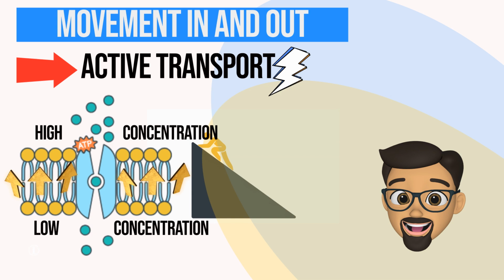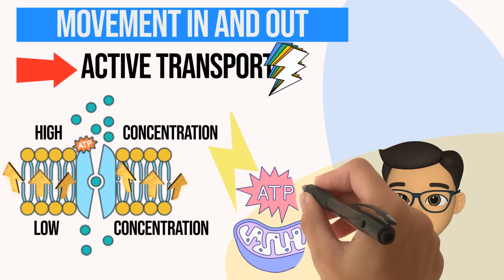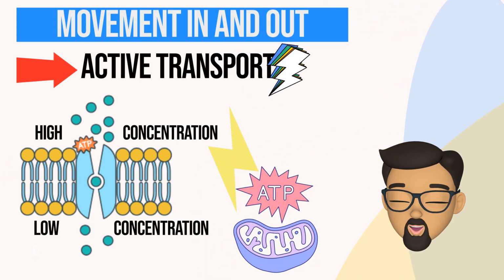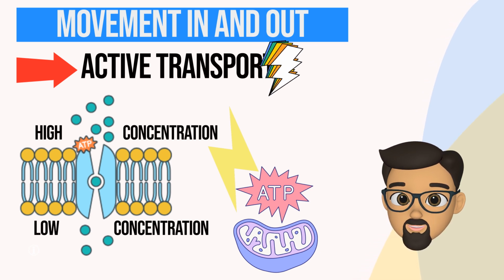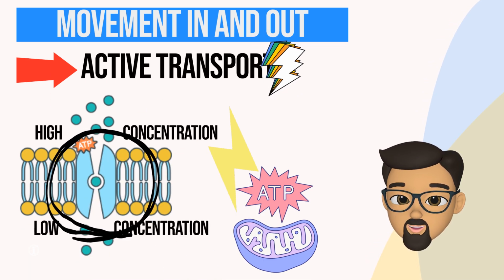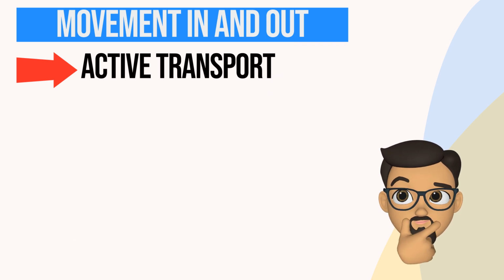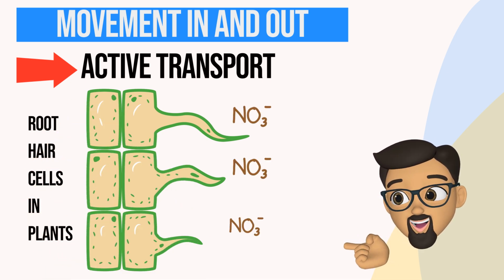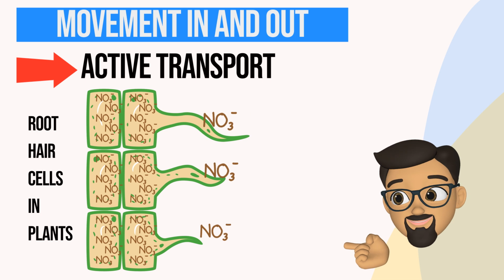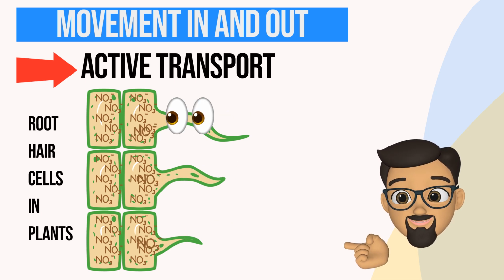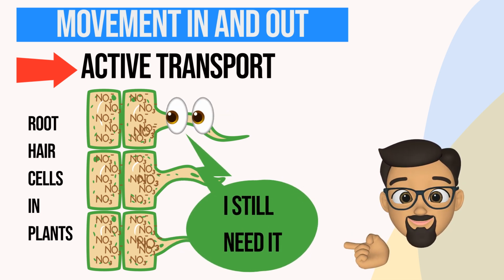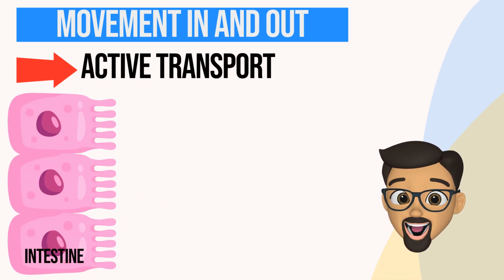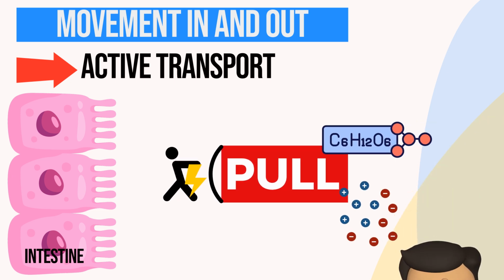Number 2, it requires energy from respiration, usually in the form of ATP. Number 3, the movement is helped by special carrier proteins in the cell membrane. These proteins grab the particles and push them through the membrane to the other side. A classic example? Root hair cells in plants. They absorb nitrate ions from the soil, even when the soil has a lower concentration than the inside of the root. The plant says, "I still need it," so it uses energy to pull those ions in, against the gradient. Same idea in your body. In the intestine, glucose and ions are absorbed actively when they're in low concentration in the gut.